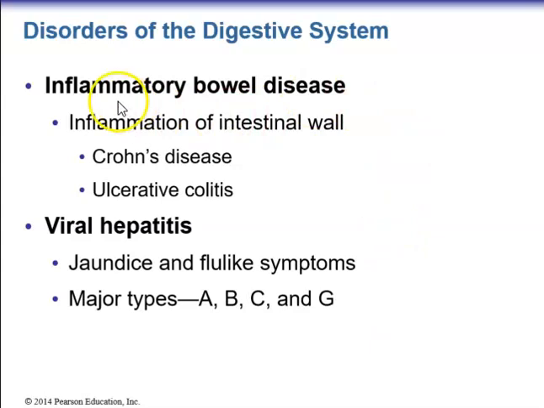We then run into inflammatory bowel disease. This is inflammation of the intestinal wall. And we have two specific disorders under inflammatory bowel disease, and this is Crohn's disease and ulcerative colitis. Ulcerative colitis, you will definitely see pathognomonic ulcers along the GI tract. There's a lot of inflammation.